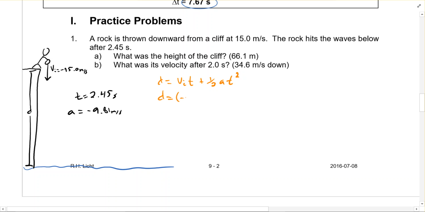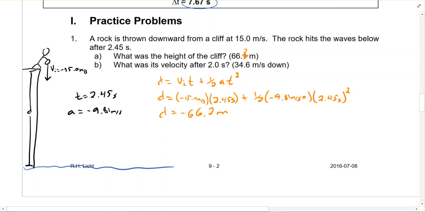So we're going to say D is equal to negative 15 meters per second times a time of 2.45 seconds plus 1/2 times negative 9.81 meters per second squared times a time of 2.45 seconds squared. And I get D is equal to negative 66.2. It's a little bit off, I guess. 66.2 is what I got. Meters. And my answer is negative because it's comparing it to where I started. So it's 66.2 meters down, right? So you could also say that the cliff was 66.2 meters high.